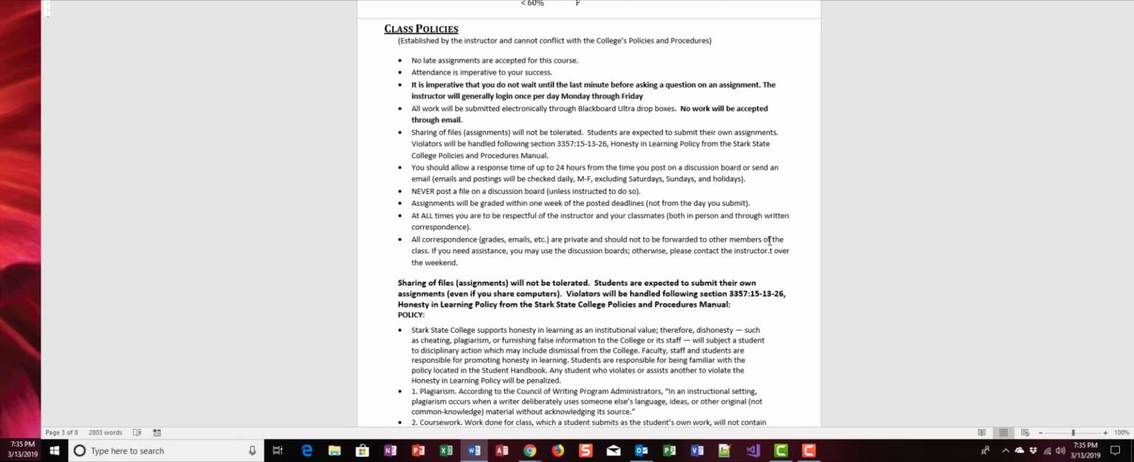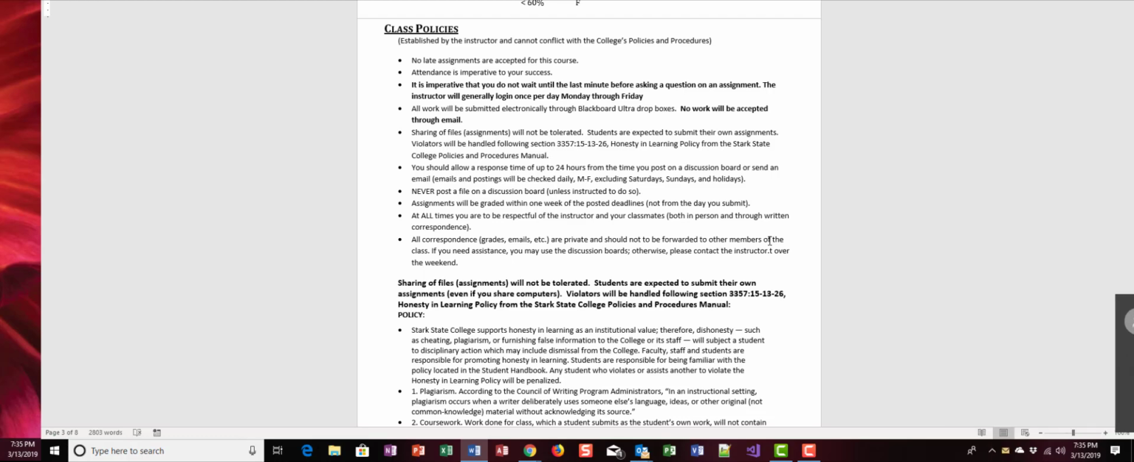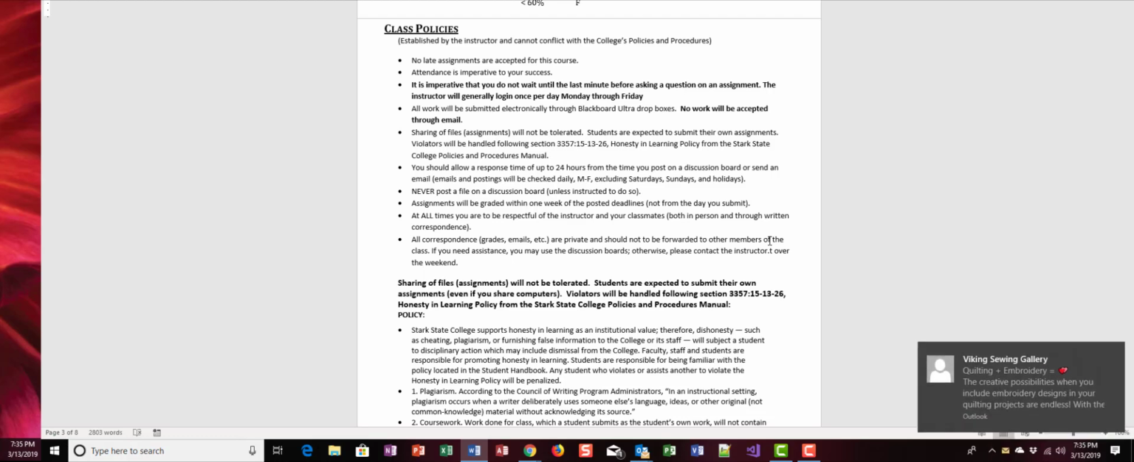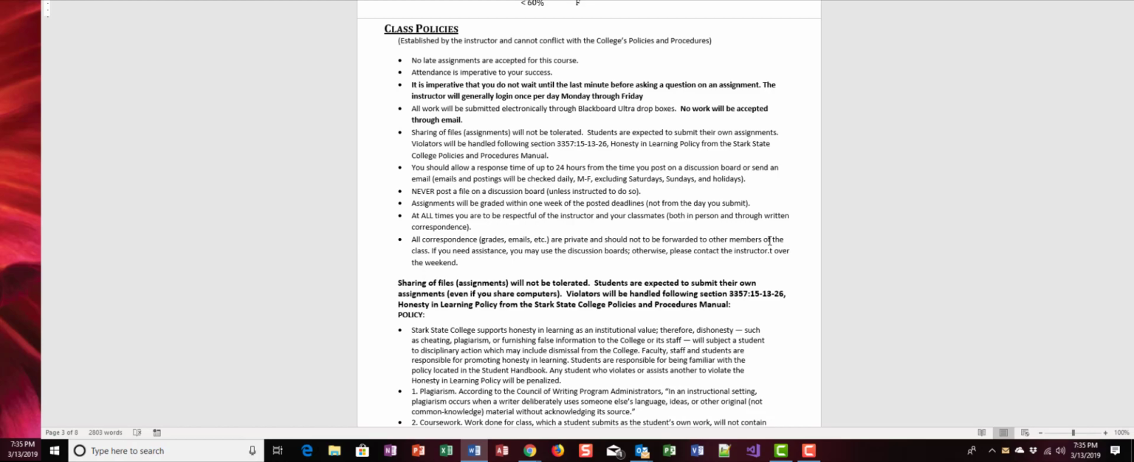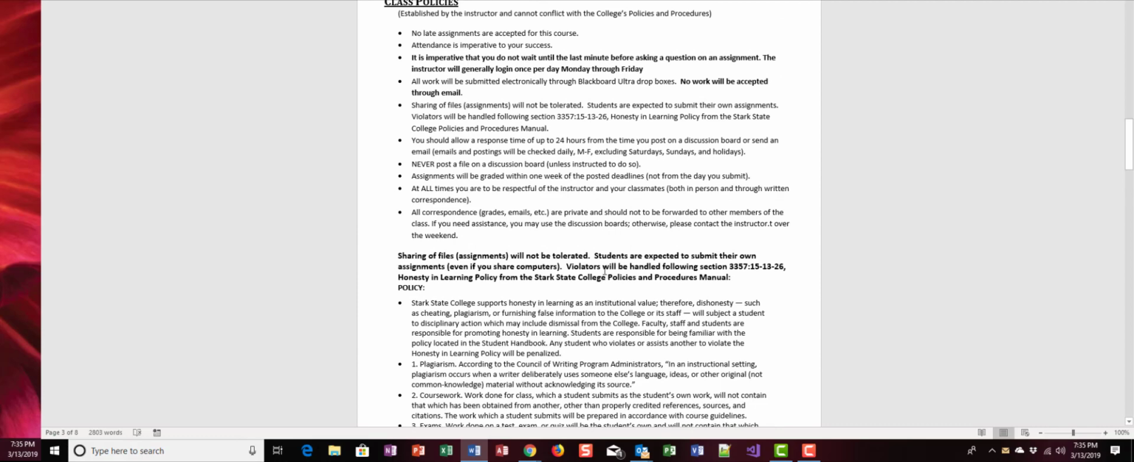Sharing of files will not be tolerated. Students are expected to submit their own assignments. Violators will be handled through Section 3357-15-13-26, the Honesty and Learning Policy, in the Stark State Policy and Procedure Manual. The actual policy is listed below, as is the procedure. I highly recommend that you read that.